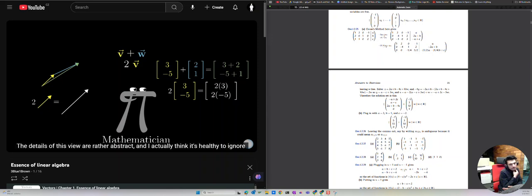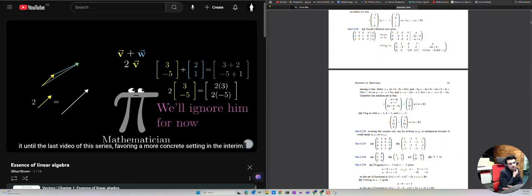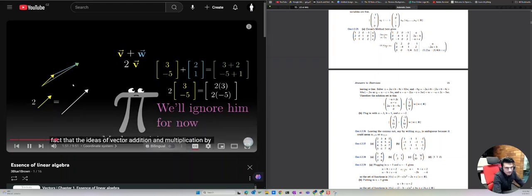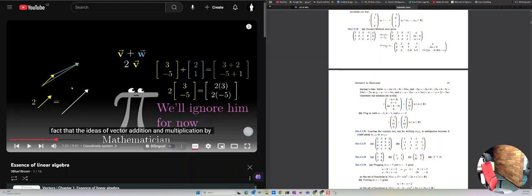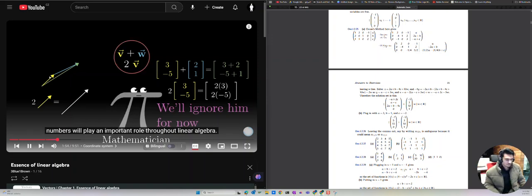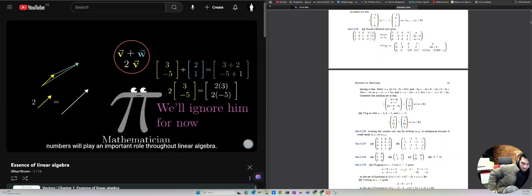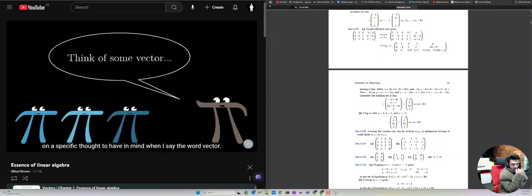The details of this view are rather abstract, and I actually think it's healthy to ignore it until the last video of this series, favoring a more concrete setting in the interim. But the reason I bring it up here is that it hints at the fact that the ideas of vector addition and multiplication by numbers will play an important role throughout linear algebra. But before I talk about those operations, let's just settle in on a specific thought to have in mind when I say the word vector.